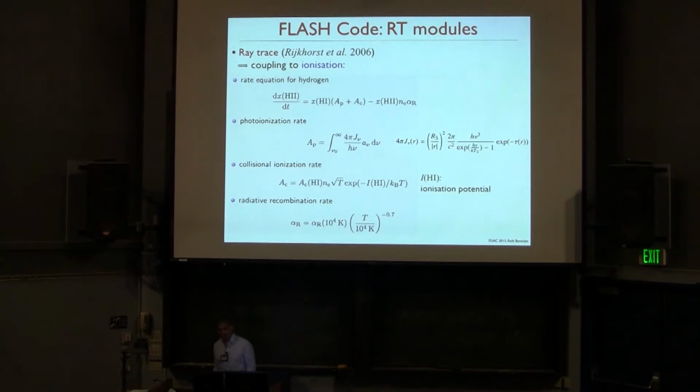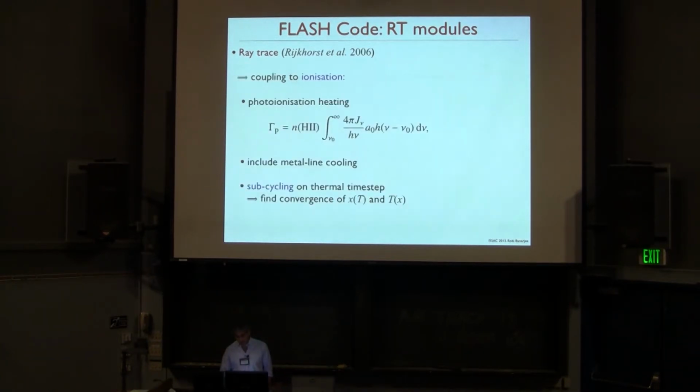And not only do photons ionize your gas, but also collisions, which is also included here. And then you have to account for the recombination rate, which is done by a fairly simple approach, just a recombination rate factor getting in here, depending on the temperature in a simple way. So these are the equations you want to solve.